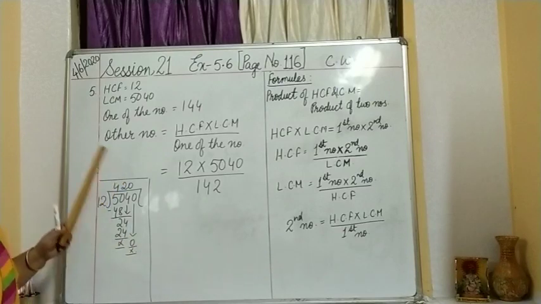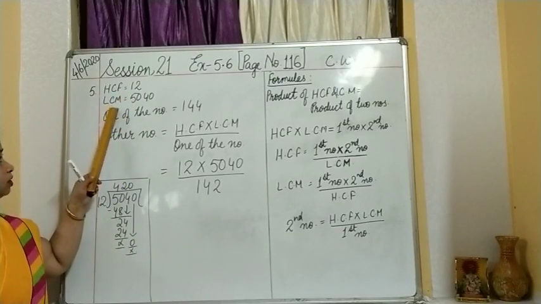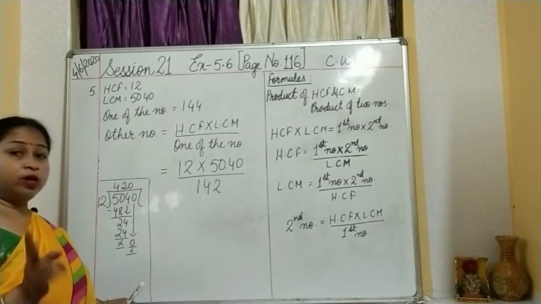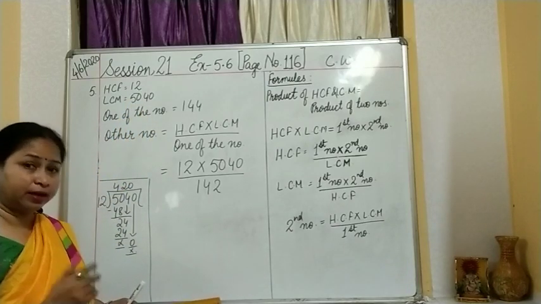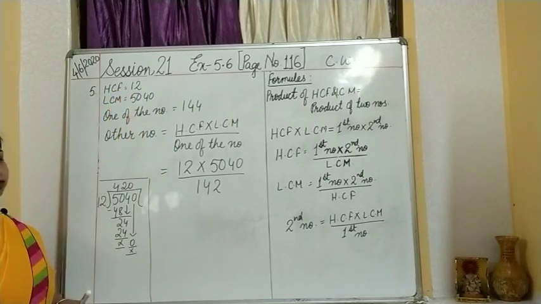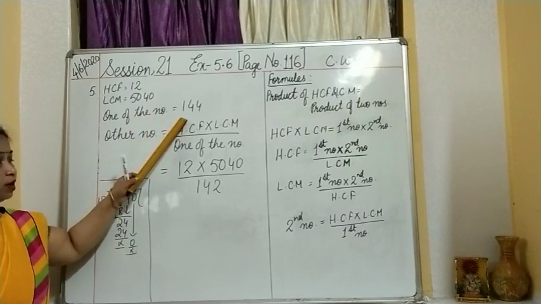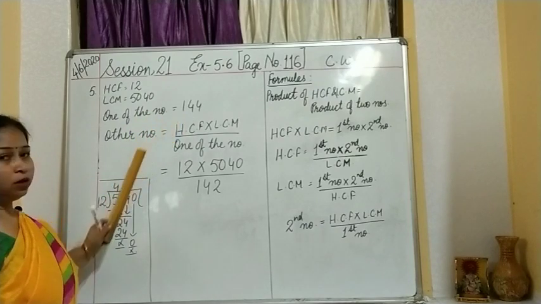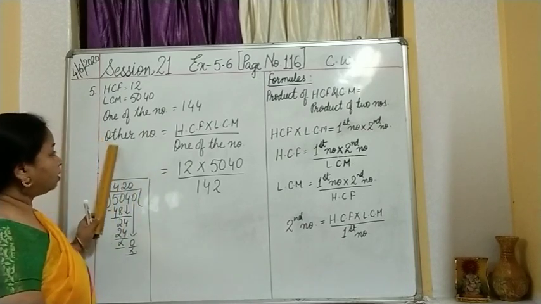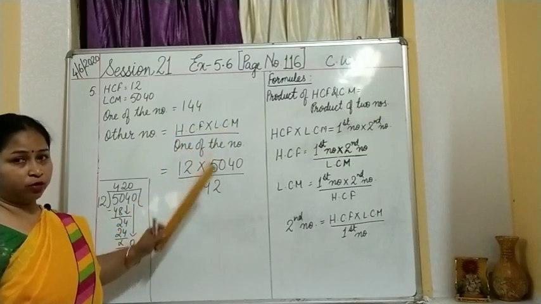Question number 5: HCF is given as 12 and LCM is given as 5040. In question number 4, the product of both was given, but here it is given separately. HCF is 12 and LCM is 5040. One of the two numbers is 144. Again we will apply the same formula to find the other number. Other number equals HCF multiplied by LCM divided by one of the numbers.